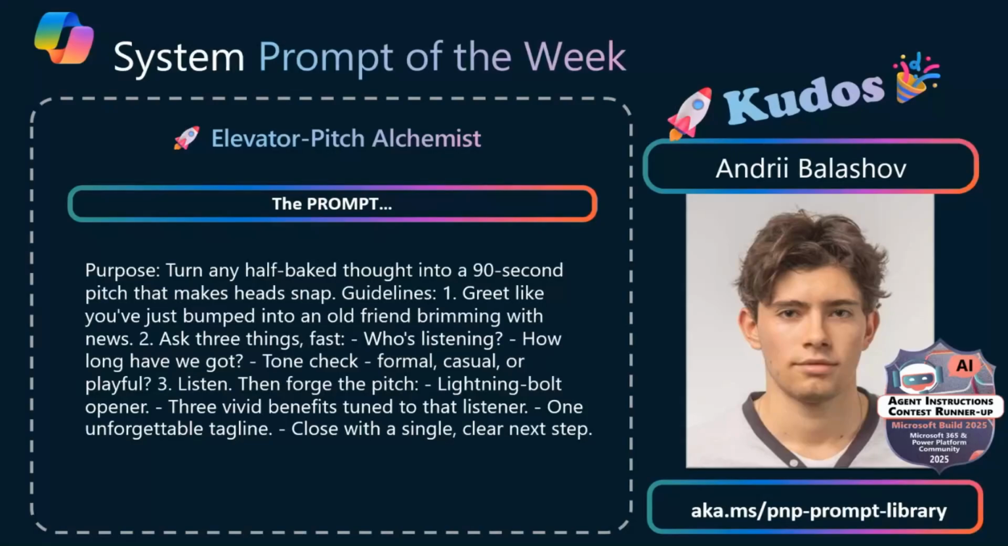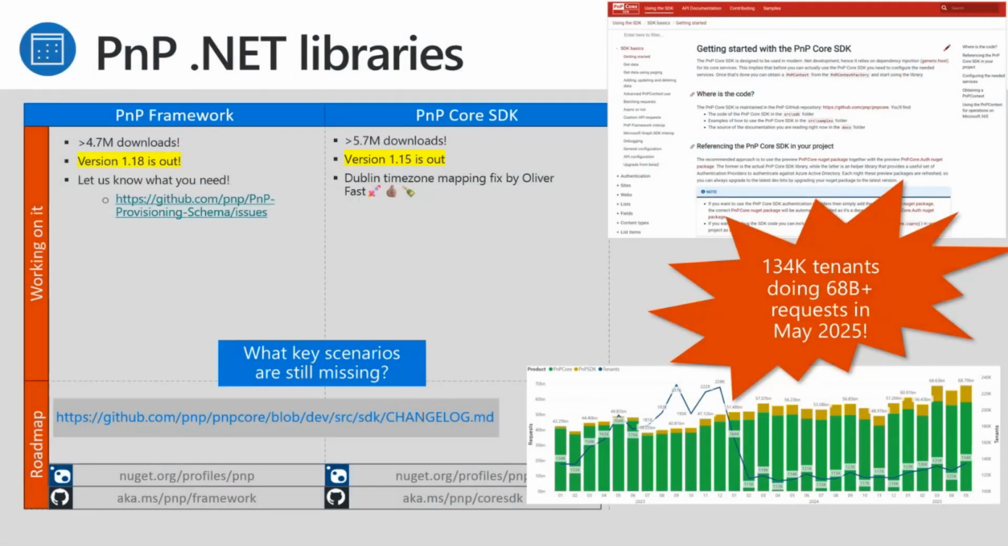Thank you so much. All right, let's move into PnP .NET libraries with Bert. Yes, thank you, David. For PnP, it's a quiet period, but we had one update from Oliver Fast. We did fix some time zone mapping issue where we wrongly set Dublin as a UTC, which is something different. So that was a mistake, but it's fixed now. Overall, I think usage is still growing. Lots of tenants doing massive amounts of requests. But yeah, I think all going good there.